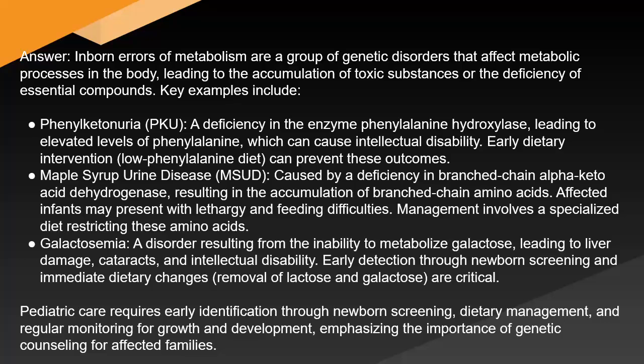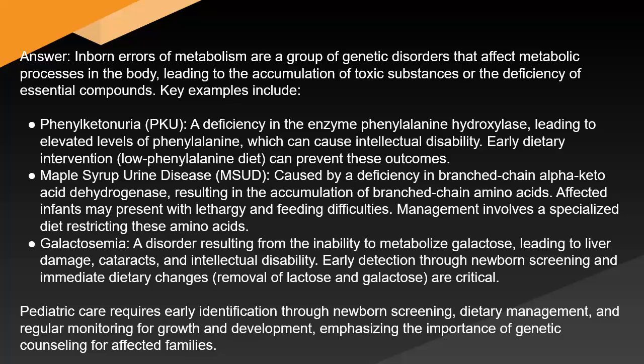Key examples include phenylketonuria (PKU), a deficiency in the enzyme phenylalanine hydroxylase, leading to elevated levels of phenylalanine, which can cause intellectual disability. Early dietary intervention, low phenylalanine diet, can prevent these outcomes.